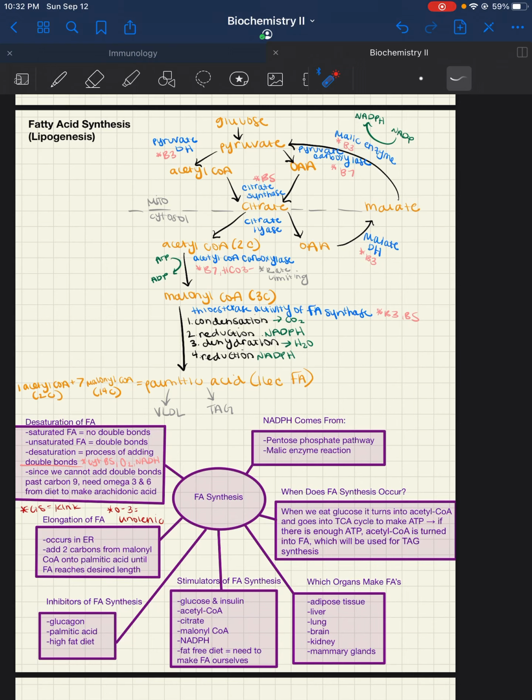Once palmitic acid is made, it's going to be combined with glycerol to make a TAG.